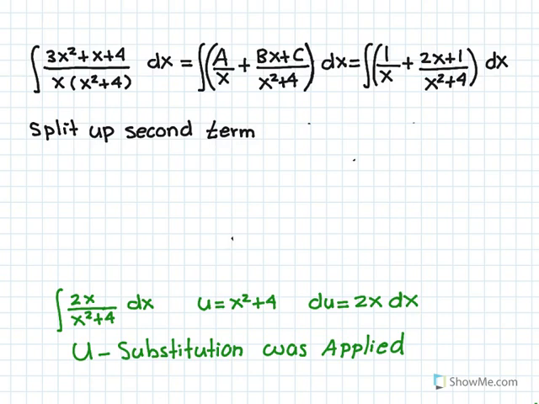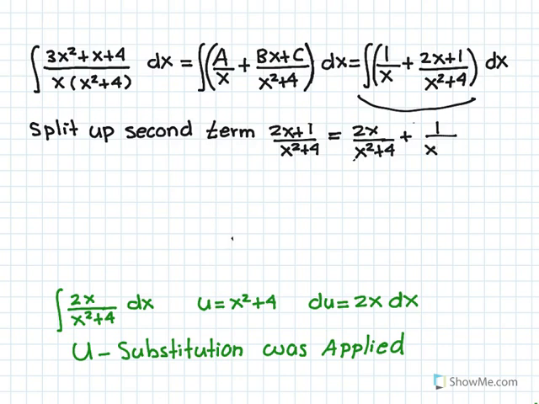Alright, so now the time comes to integrate. We have the integral of 3x squared plus x plus 4 divided by x times (x squared plus 4), and we have applied the partial fraction decomposition process, and we have the integral of 1 over x plus (2x plus 1) divided by (x squared plus 4). Let's split up the second term, 2x plus 1 divided by x squared plus 4, as 2x divided by x squared plus 4 plus 1 divided by x squared plus 4.